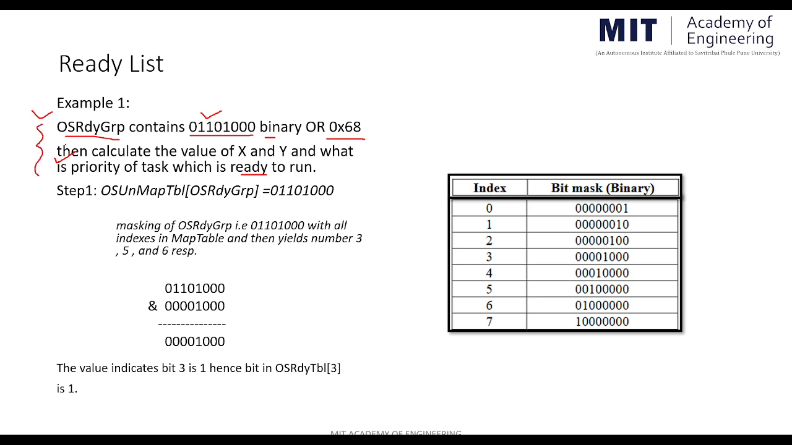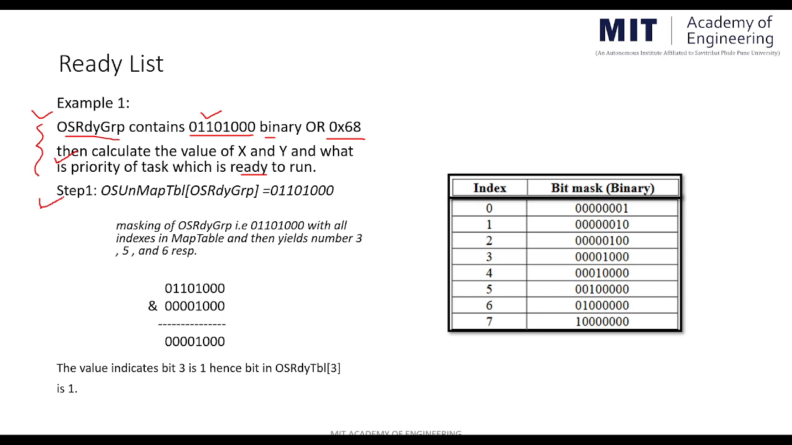Again I am reading this example. OS_RDY_GRP contains 01101000 in binary or 0x68 in hex. Then calculate the value of x and y, which are the coordinates of the OS_RDY_TBL, and what is the priority of the task ready to run, meaning what is the priority of the task which the kernel can understand is ready to run. So there are two steps to solve this.